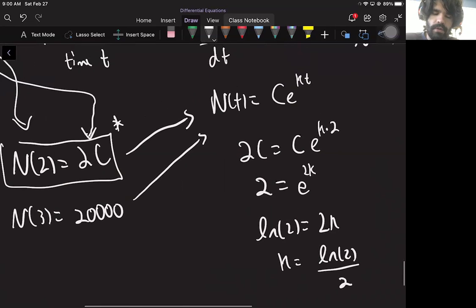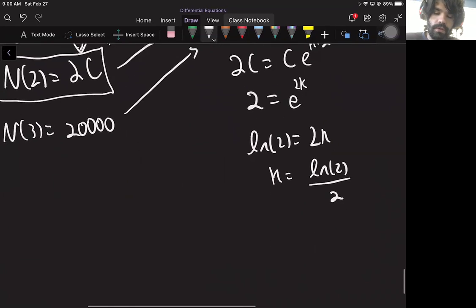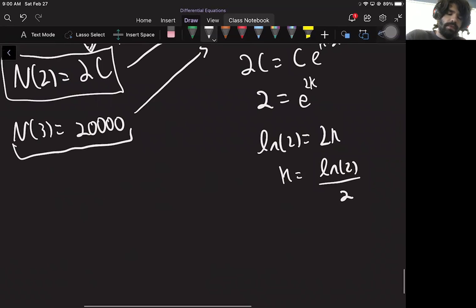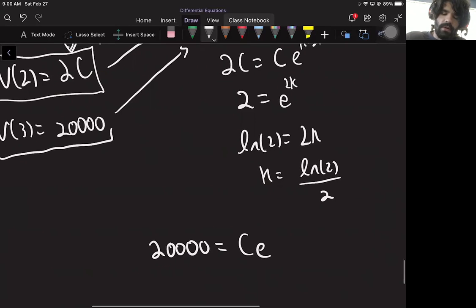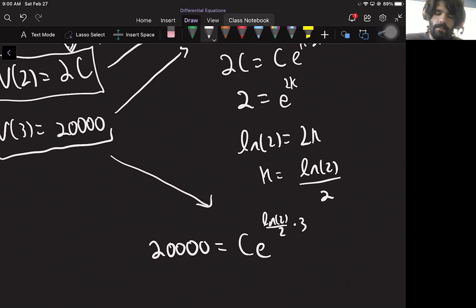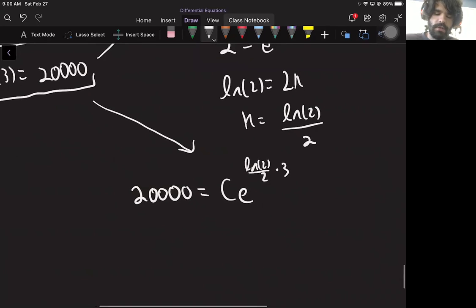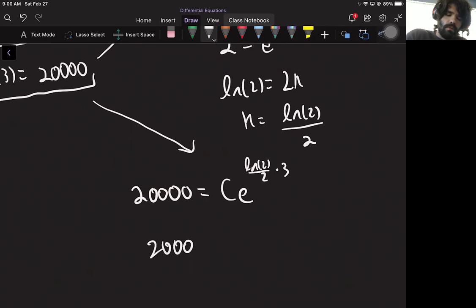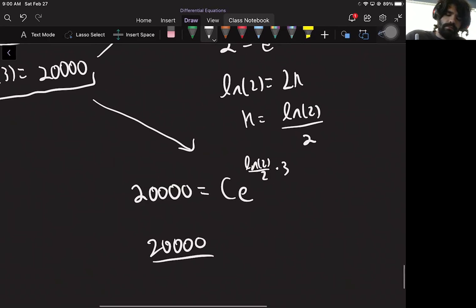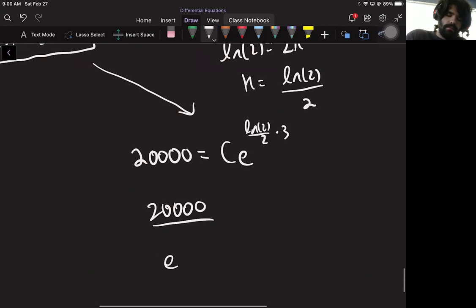but I really want c. So let's see if this other condition helps me do that. So if I plug in 3, I should get 20,000. Well, now I know k is this, so I can also use that there. And I'm plugging in 3 for time. And yeah, now I can solve for c if I just divide this over. And you could simplify this if you want.